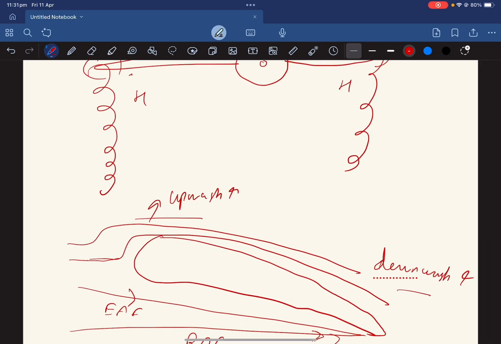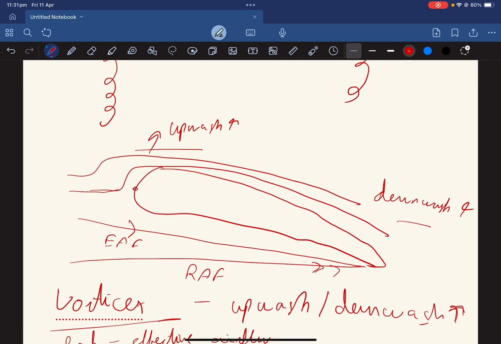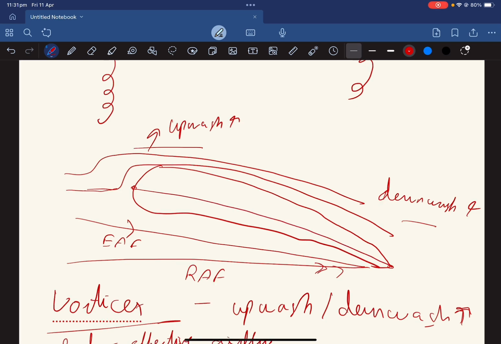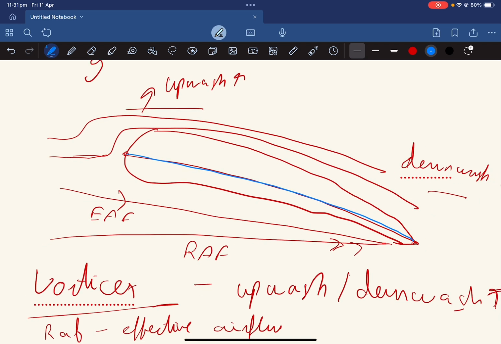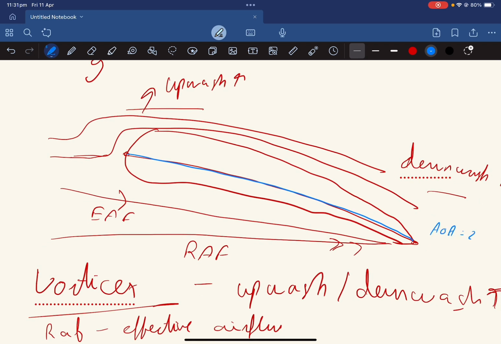And let me draw the chord line for you guys. So this is the leading edge, trailing edge, a straight line joining leading edge and trailing edge: the chord line. I know this is not a straight line, but just bear with me. I'm going to show you something. Let me draw it with a blue line. So what exactly is angle of attack? It's the angle between your chord line and the relative airflow.